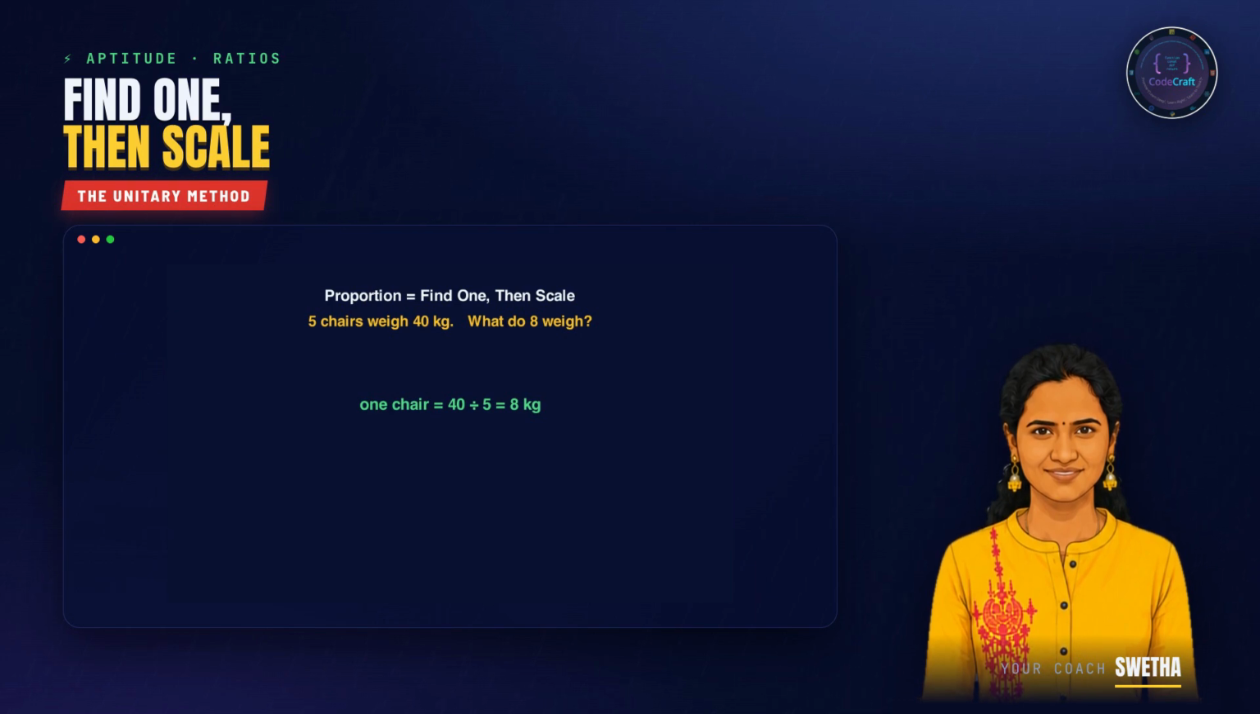40 over 5 is 8 kilograms each. 8 shares, 8 times 8 is 64 kilograms. Find one, then scale every single time.